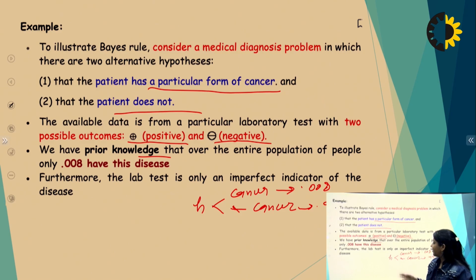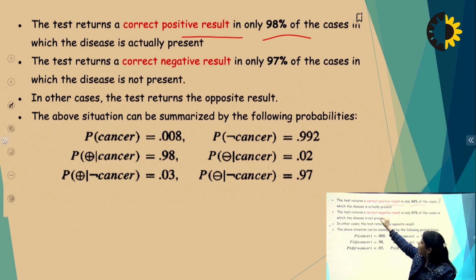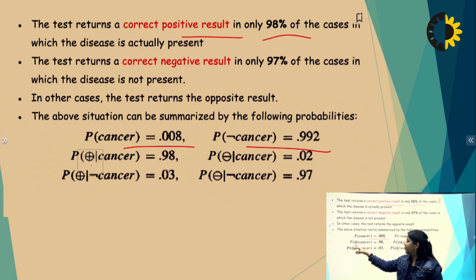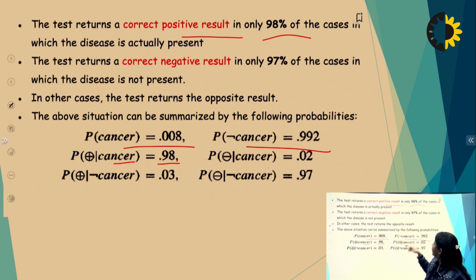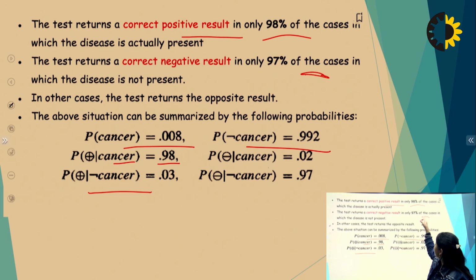This is the prior knowledge given, and for the lab test it is given that if the report is positive, there is a 98% chance of cancer, and if the report is negative, only 97% that the disease is not present. So we can formulate this. P(cancer) is 0.008, P(not cancer) is 0.992, and for a positive result the probability of cancer is 0.98, so not cancer is 0.02 here, and for positive with not cancer it is 0.03, because 97% is for not cancer. It is given already.